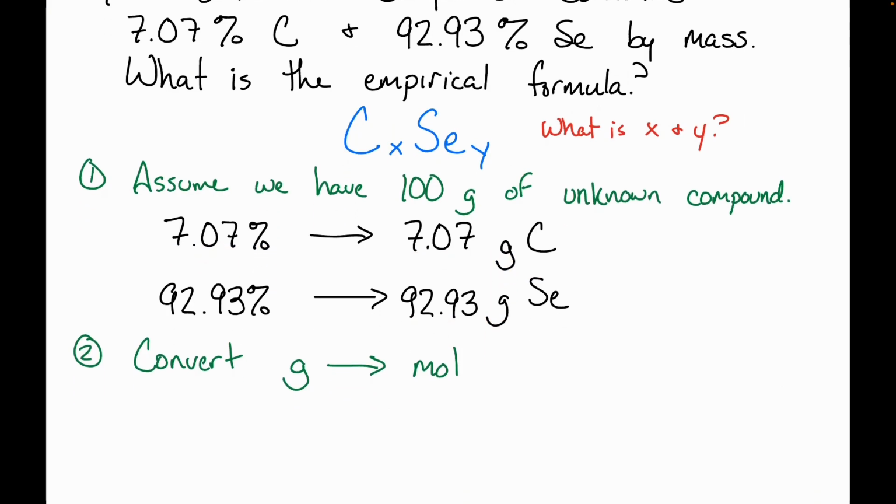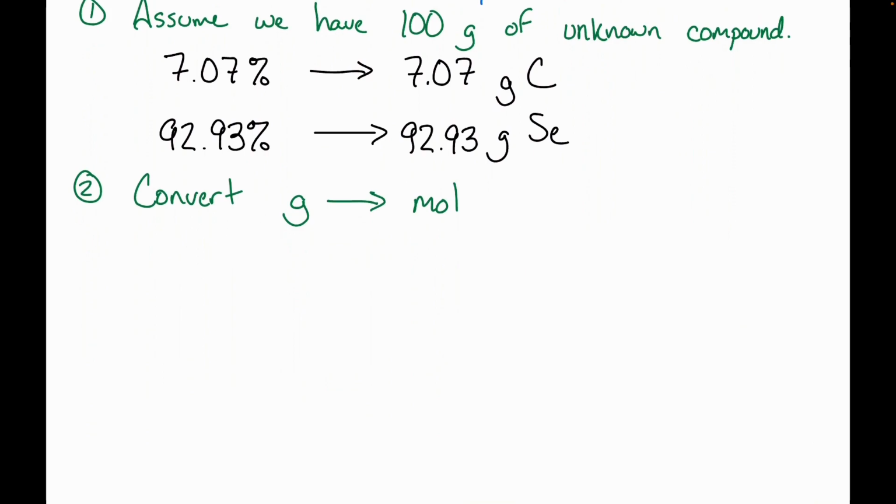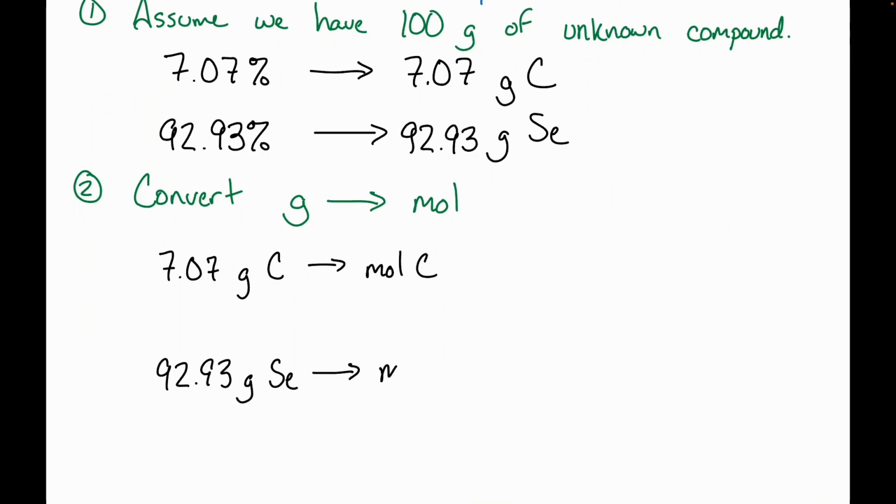Okay, and then the next step here is to convert from grams to moles for each of these quantities. So I'm going to do two separate calculations. One converting from 7.07 grams of carbon into moles of carbon, and a second converting from 92.93 grams of selenium into moles of selenium.